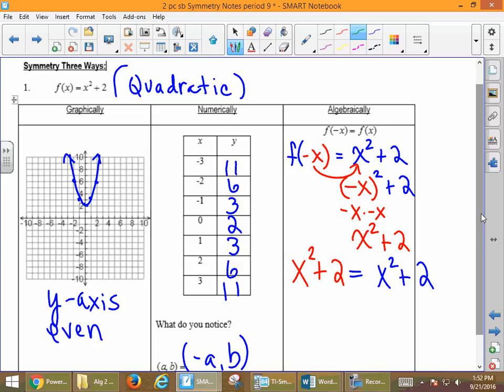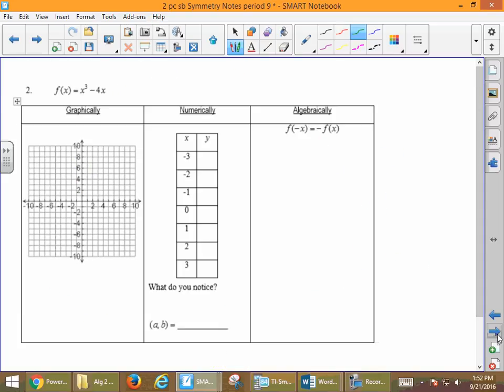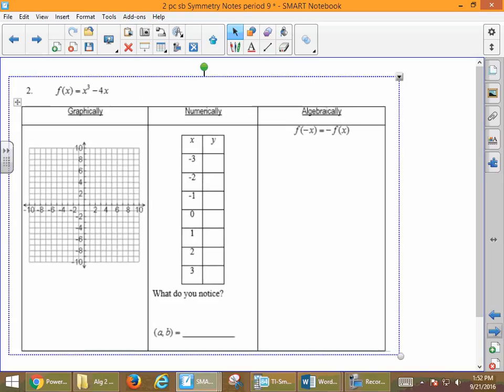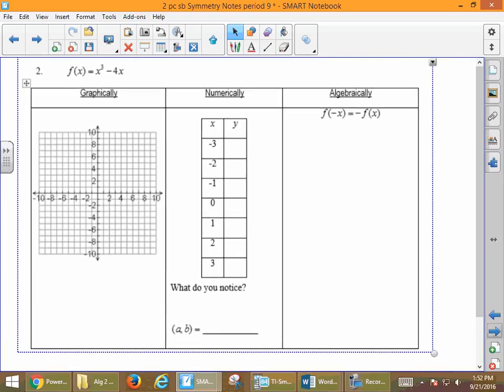So let's look at the next one here. And it's nice, if we look at the picture, then we already kind of know what to expect. And then we can do our algebra test to answer any further questions.